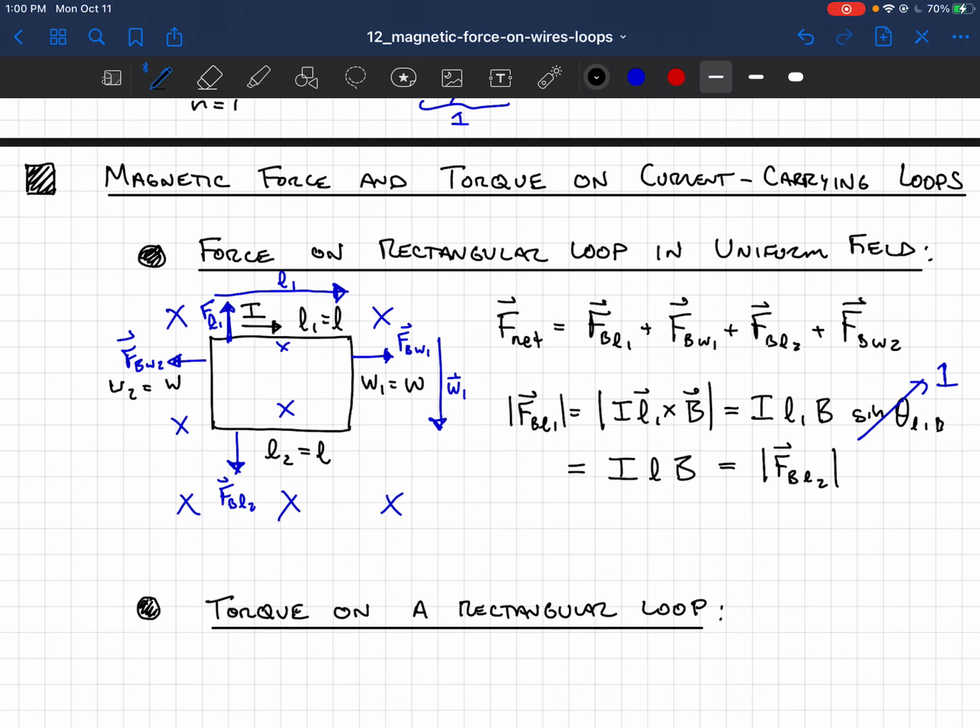So the magnitude of the top vector and the bottom vector are equal. They point in opposite directions, so they add up to 0. And the same thing will be true for the left and the right, so they also add up to 0. So the net force on a loop is going to be 0.